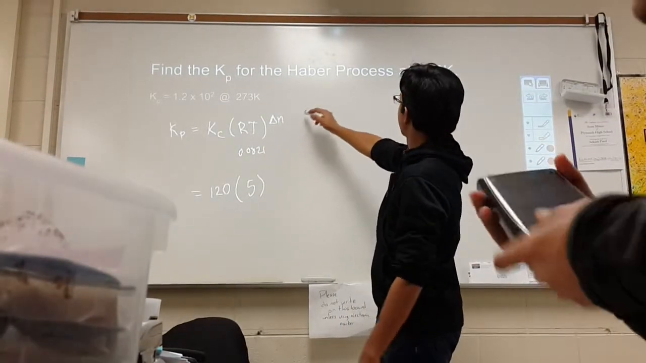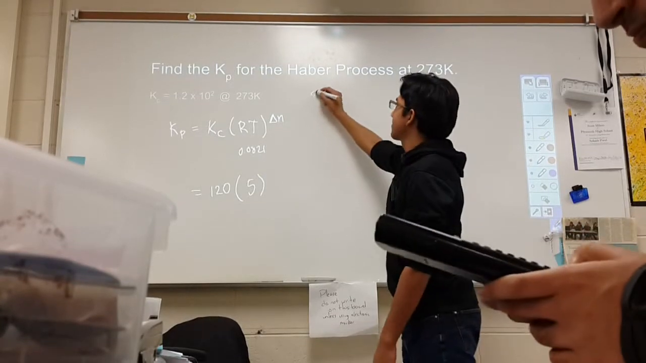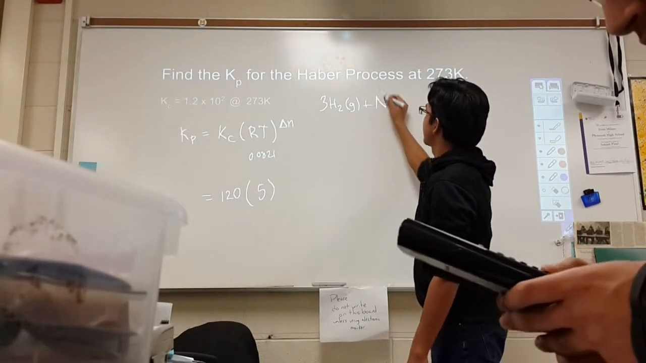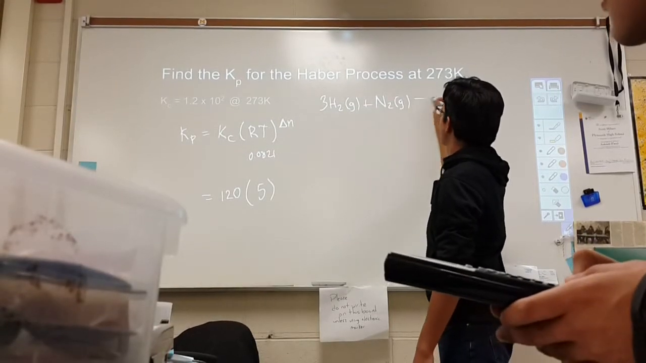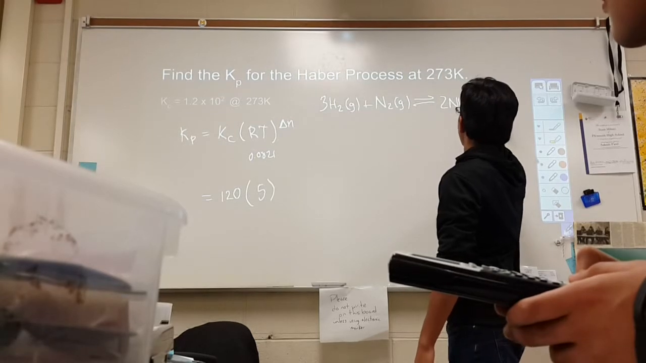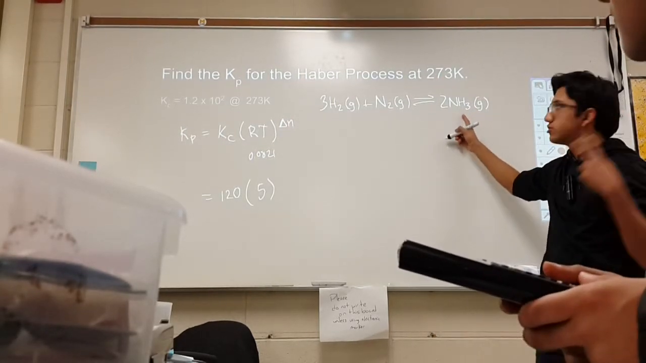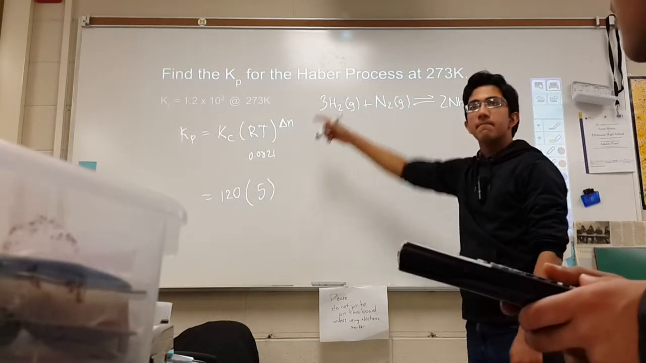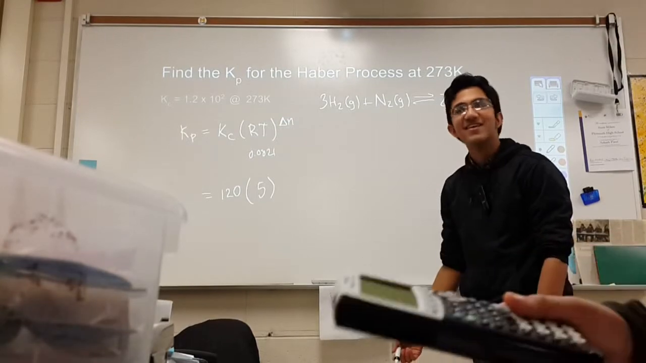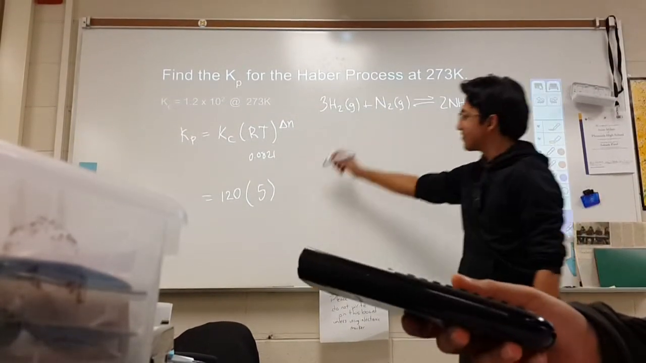Delta n, what is delta n? Do you guys remember the Haber process? Should I write it up here? How many gas molecules do I have here? 2, right? How many do I have here? 4. Okay, so what's my change? Final minus initial. Negative 2. Yeah.